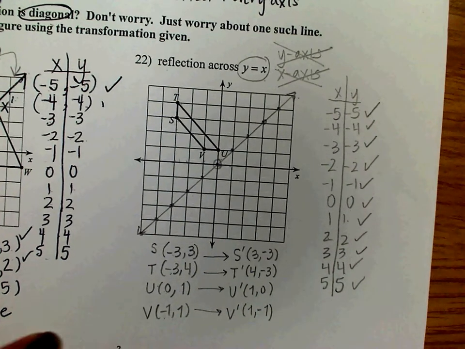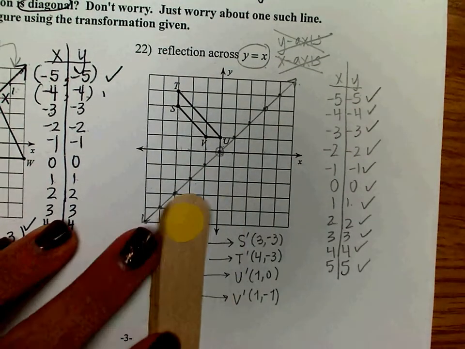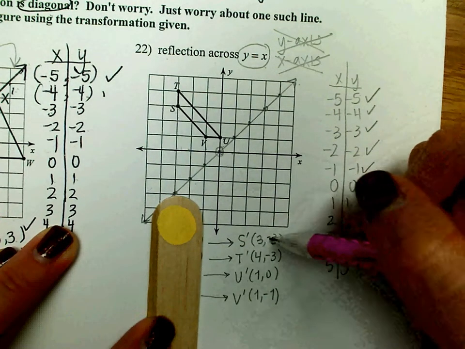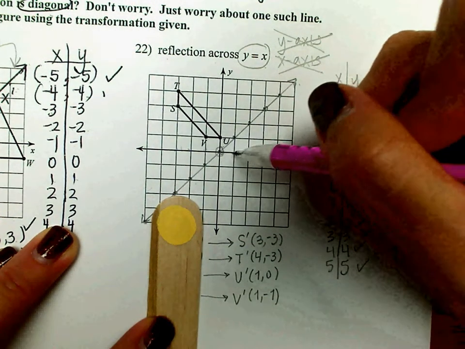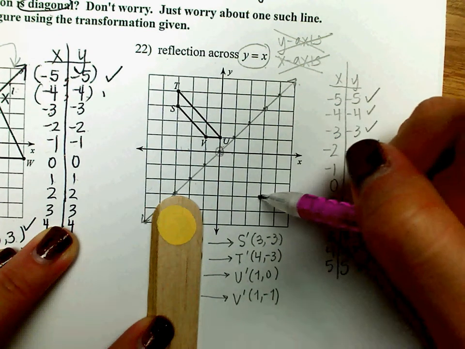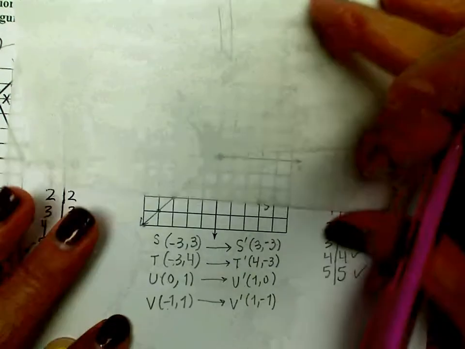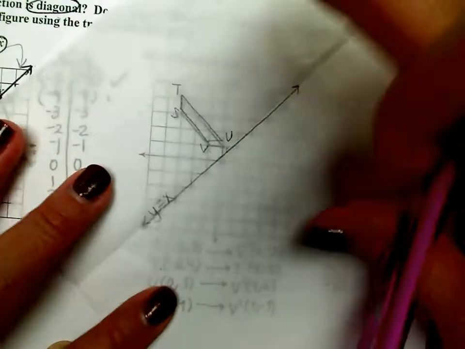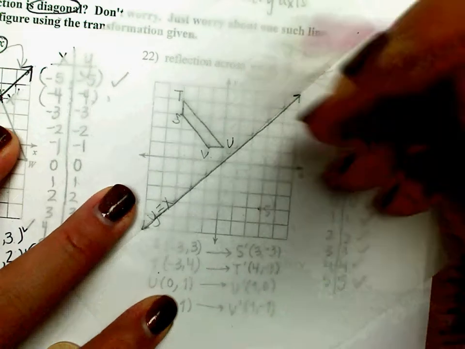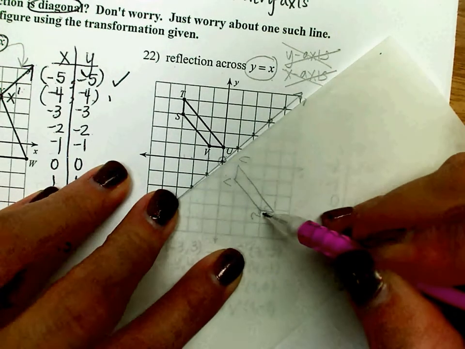Now watch where they end up. So I'm going to ignore this side for a minute. I'm just going to use my popsicle stick to ignore that. So 3 comma negative 3, where is that? 1, 2, 3, comma negative 3. Now that's S prime. Well, let's see if that actually does work. If I take my original patty paper, this S better end up on this S prime. And it does, so it does match.